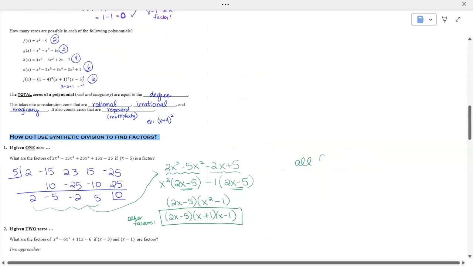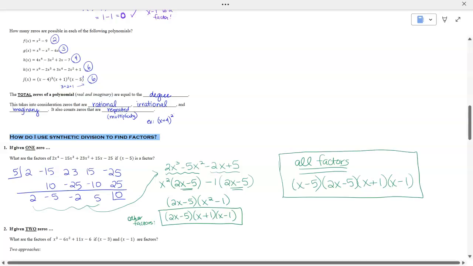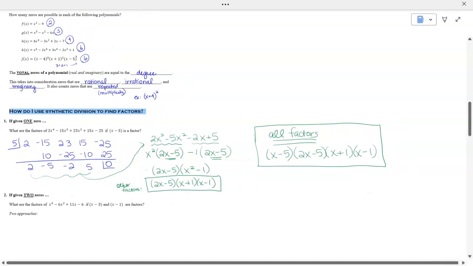Now, I do want to point out that for all of the factors of this polynomial, we would have to include that x minus 5 that they gave us. So we had x minus 5 times 2x minus 5 times x plus 1 times x minus 1. So if they ask for all the factors, we would want to include what they initially gave us.